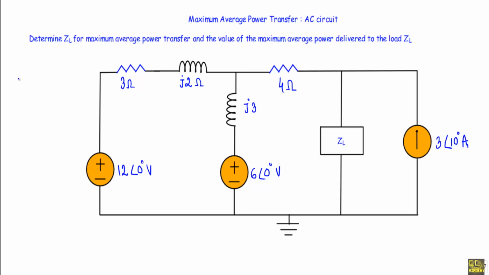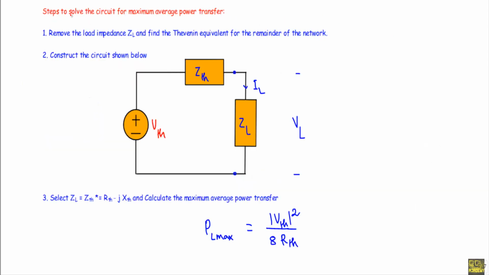From the maximum average power transfer theorem, we know that a load impedance ZL receives maximum power if the value of that load impedance is exactly equal to the complex conjugate of the Thevenin impedance of the network, and the value of maximum power that will be delivered to the load impedance ZL in that case will be equal to the magnitude of Thevenin voltage squared over 8 RTH. Here this RTH will be the real part of ZTH. These are the steps I will follow to solve the circuit for maximum average power transfer.